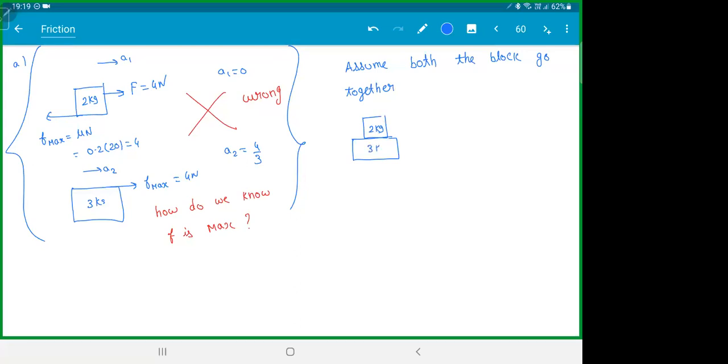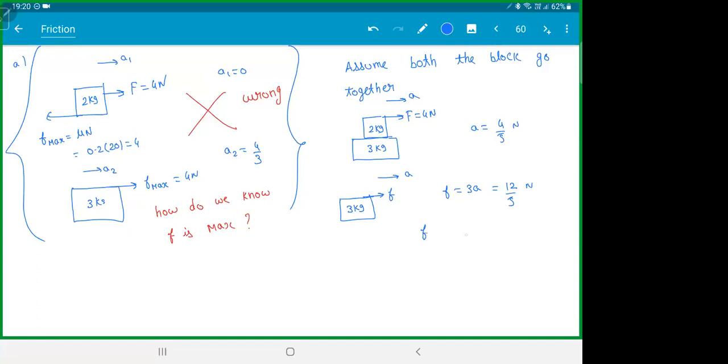Two kg, 3 kg. We have F is equal to 4 Newton. Since both are going together, I can take acceleration A is equal to 4/5. Okay. Now, take any one block. I will take the 3 kg block. We get friction is the one who is pushing it. F is equal to 3A. And this will be 12/5 Newtons.